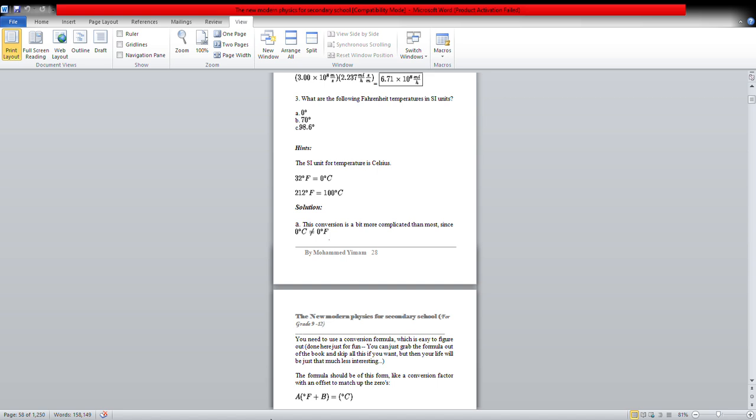Hence, the SI unit of temperature is Celsius. 32 degrees Fahrenheit is equal to 0 degrees Celsius. 212 degrees Fahrenheit is equal to 100 degrees Celsius. Solution. A. This conversion is a bit more complicated than most since 0 degrees Celsius is different from 0 degrees Fahrenheit. Look at it carefully and follow me.